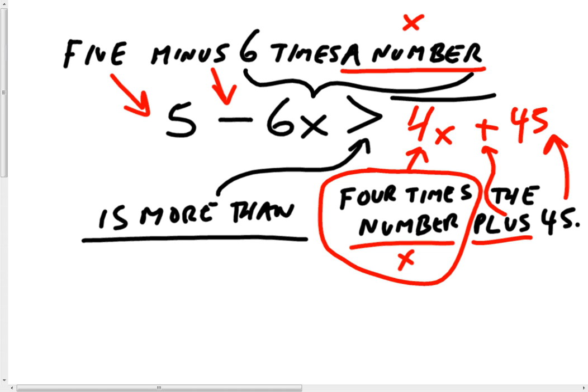So go ahead and rewrite example 6. Try example 6. 2 more than half of a number is greater than 27. Let's see if it looks like what I came up with.